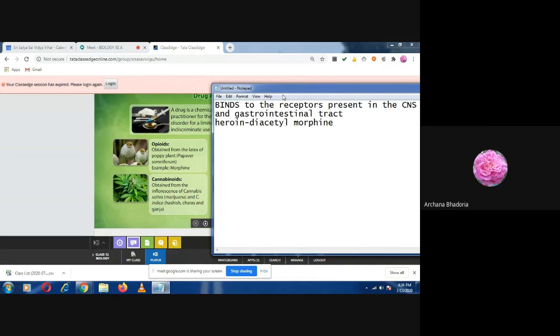You should remember the chemical name and physical properties of it. So what are the physical properties of this chemical, diacetylmorphine? It is white in color, odorless, bitter, crystalline substance.